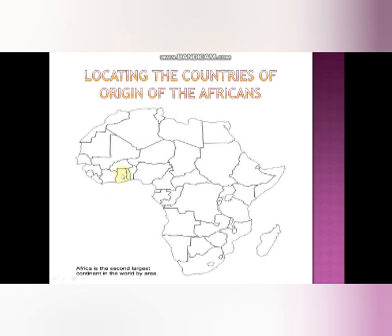And if you say here, then you are 100% correct. So Ghana can be located right here. These are the countries that our enslaved Africans originated from. So Ghana, we just look at that. Then we are going to look at Nigeria.